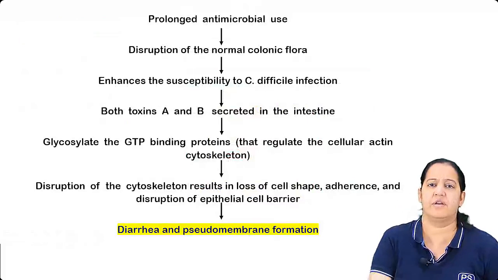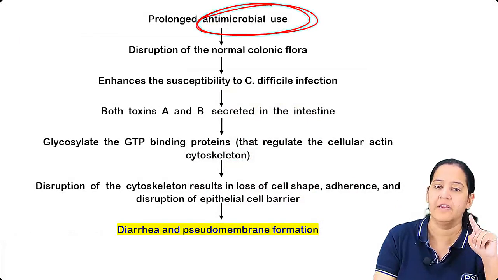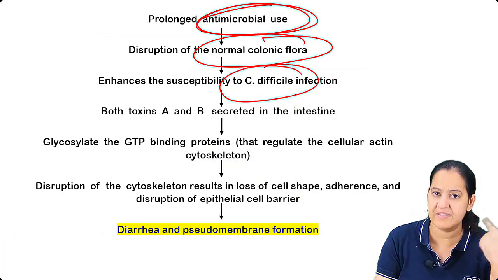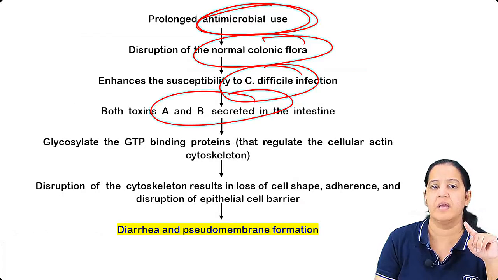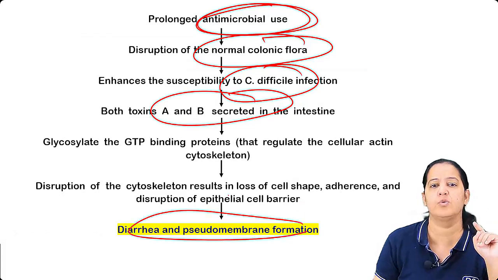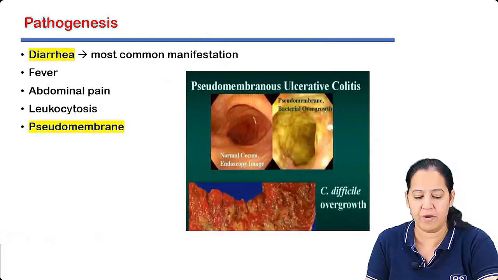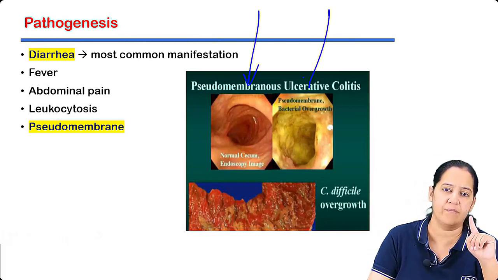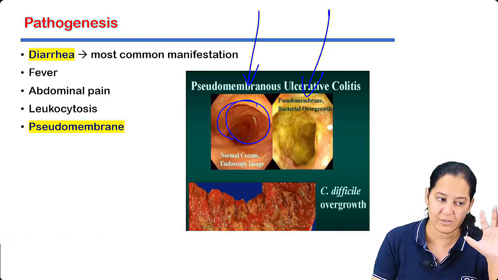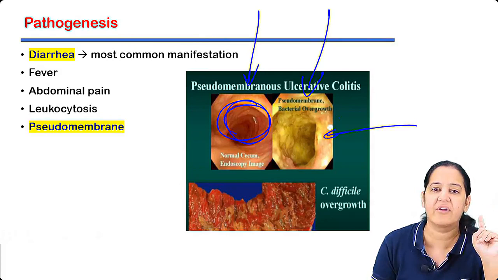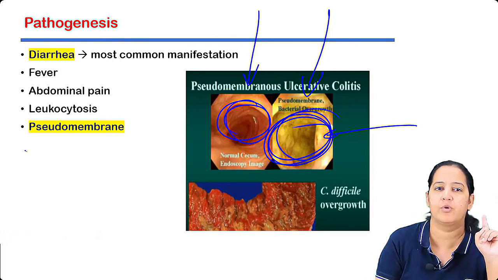Same story is written. If you are giving antibiotic, it will kill the commensals, so Clostridium difficile will enter. It will secrete the toxin and it will cause the necrosis resulting in pseudomembrane formation. See the endoscopy of a normal colon and see the endoscopy of pseudomembrane colitis. Normal colon is normal, healthy, है ना? And here you can see the green color pseudomembrane. Green color pseudomembrane. Say yes.